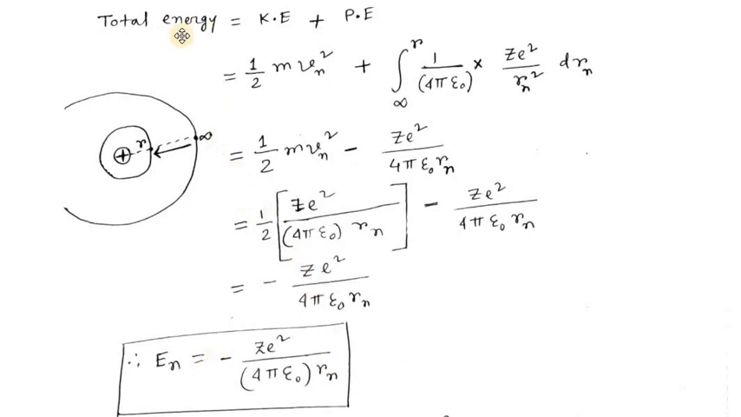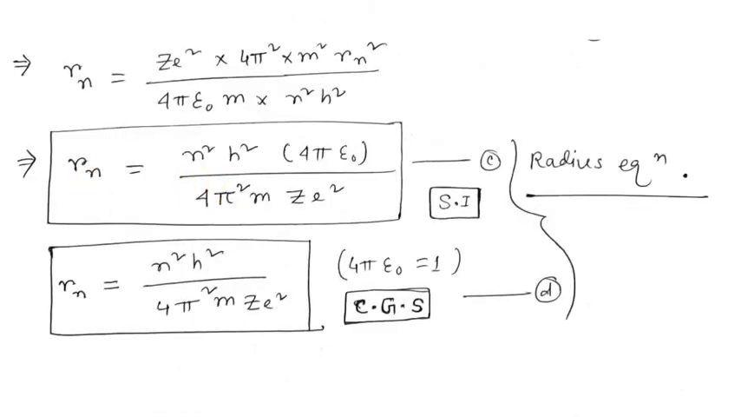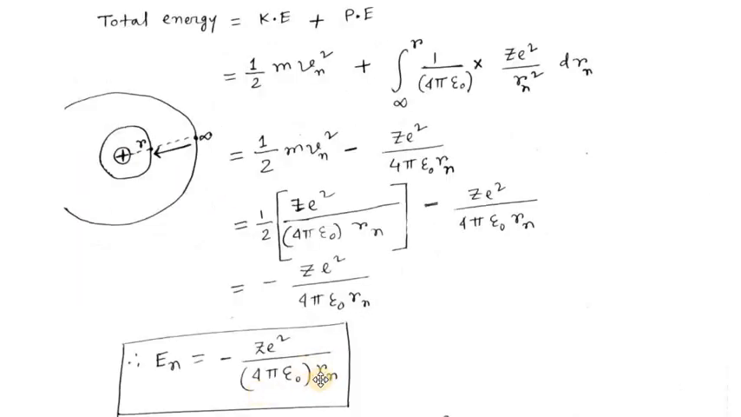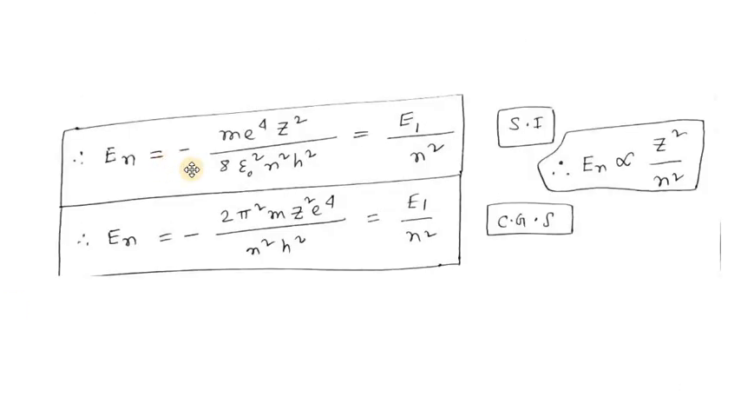So we are getting that total energy En for different energy orbits. Total energy will be this. There is the Rn, so we need to put the value of Rn from this equation. Putting the Rn value over here, we will get this energy equation. Don't look at this, just look at that part. This is the part in SI unit, and this is the energy in CGS unit.